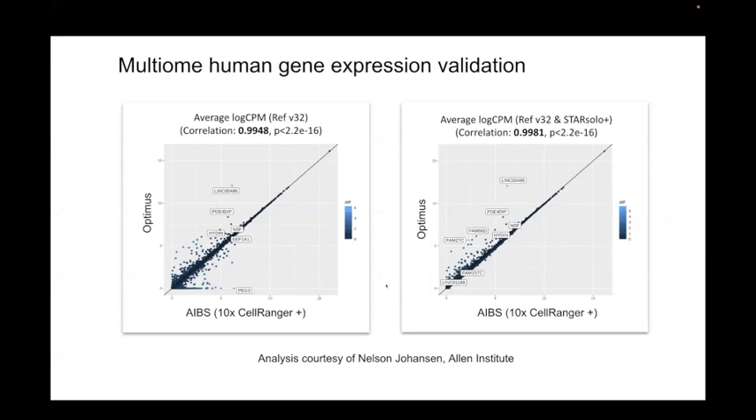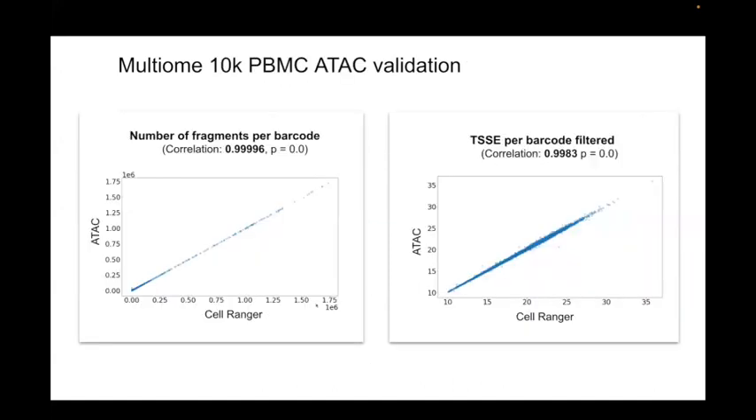Now that we validated our gene expression data, let's look at how we validated our ATAC portion of the data. As you see here, the x-axis for both corresponds again to the output by Cell Ranger, and the y-axis corresponds to the output by our pipeline.